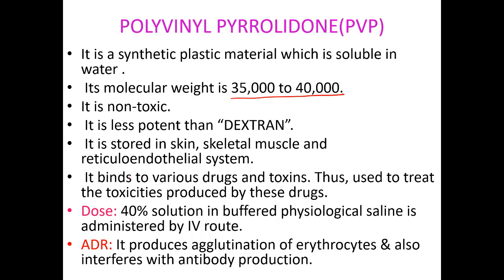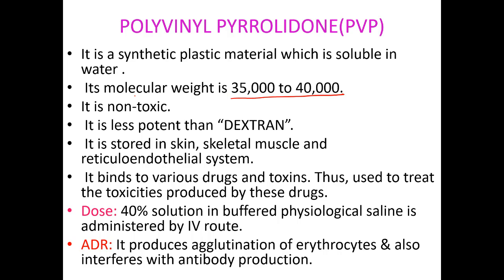But when there is no availability of this dextran, we will give this PVP, and this will store in skin, skeletal muscles, and reticular endothelial system. How will it act? This PVP will go and bind to various drugs and toxins. So that's why we will use it in toxicology, like any poisoning. We will use this drug in the treatment of any drug poisoning or any poisonings.